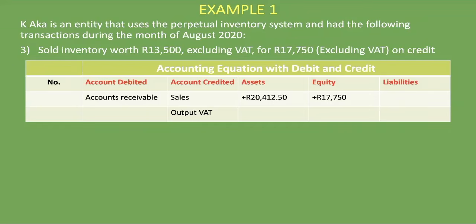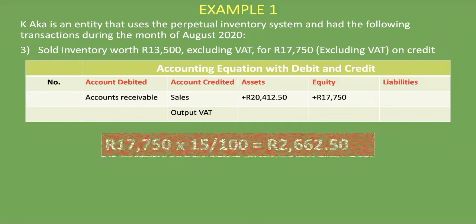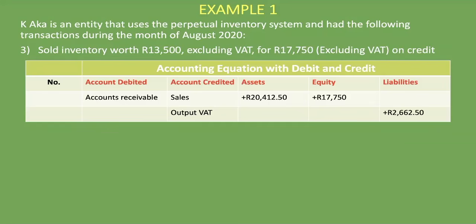And then what is the last thing? It's the output VAT. What is the output VAT here? Well, we can take the 20,412 rand 50 cents minus the 17,750 and it will give us the amount of the output VAT. And we put it as a positive. Alternatively, you can use the formula and it's 17,750 times 15 divided by 100 and it gives us an amount of 2,662 rand 50 cents. And we put it as a positive on the liability side because our liabilities are increasing, meaning the amount that we owe other people is increasing, and in this case, the revenue authority.